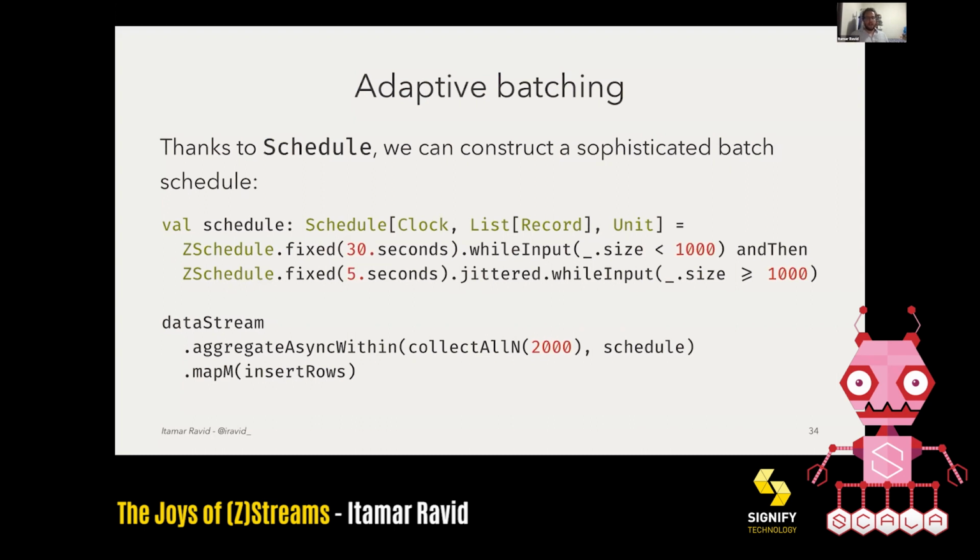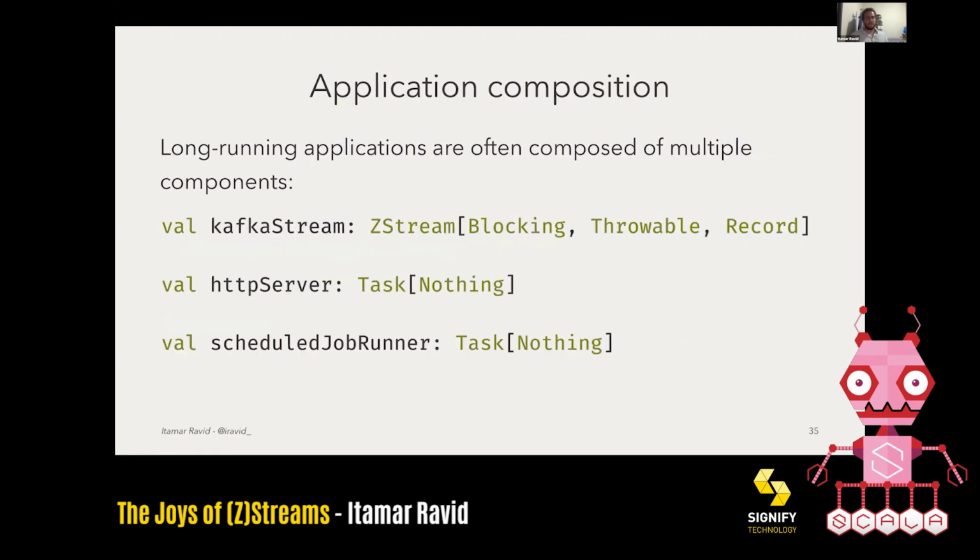The last pattern I'd like to cover is something that has come up a bunch of times in ZIO's Discord, and this is application composition. It's a much higher level concern. So usually microservices or long-running applications in general are often composed of a bunch of components that need to be running infinitely in the background. And if something happens to them, if they crash or they terminate abruptly, we should be crashing the entire application.